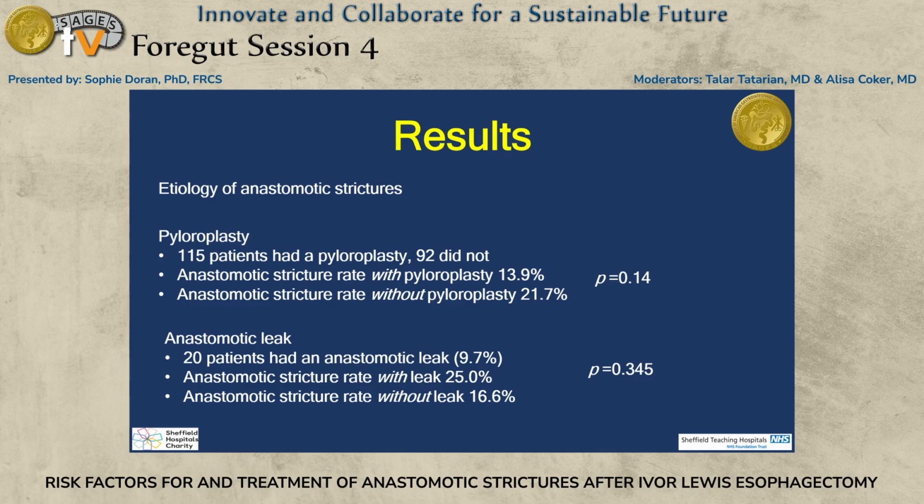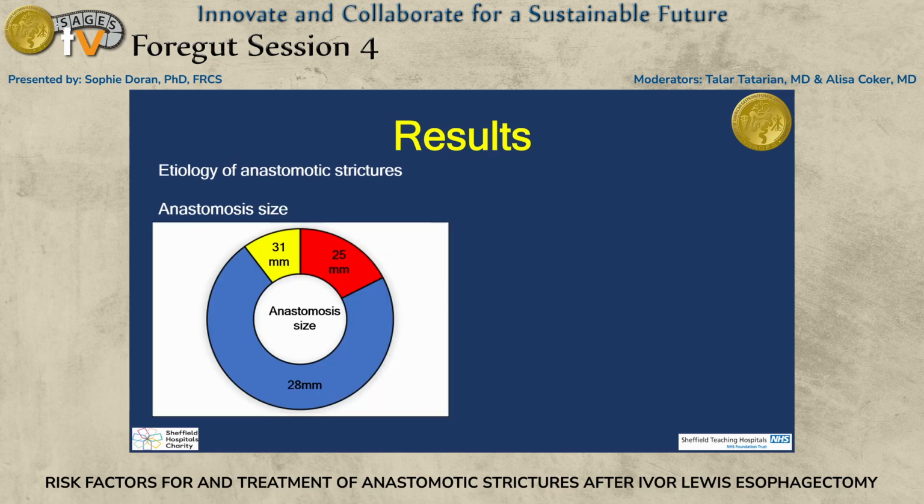Our overall anastomotic leak rate was 9.7%. And in our cohort, although there was a trend to a higher leak rate in the stricture group of 25%, the stricture rate in the group that didn't have a leak was 16.6%. This wasn't statistically significant. Moving on to consider operative factors.